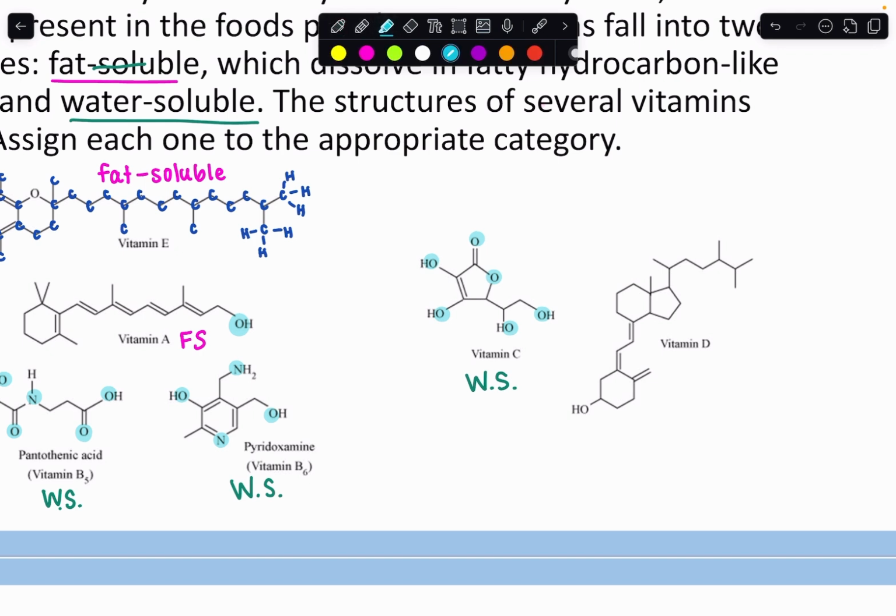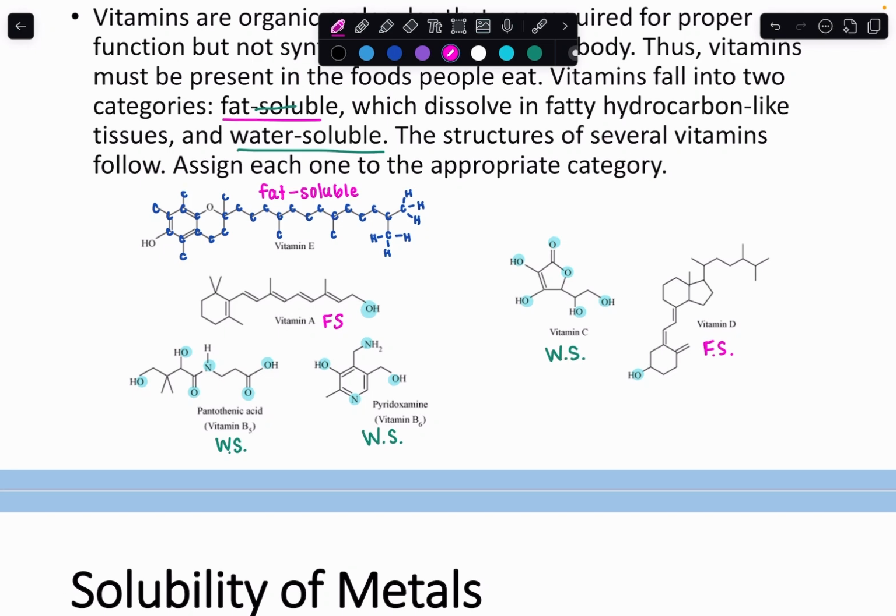Vitamin D has one oxygen atom and a whole bunch of carbons and hydrogens. This would be fat soluble. I actually have a vitamin D supplement that comes in a dropper. The vitamin D is dissolved in olive oil. Oils are mostly nonpolar, so the vitamin D is dissolved in that, and then I can drop that. And that's how I get vitamin D in the winter.